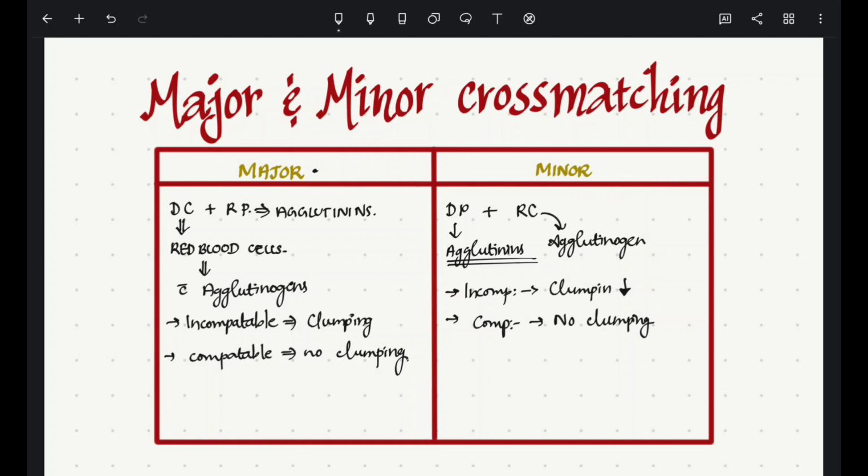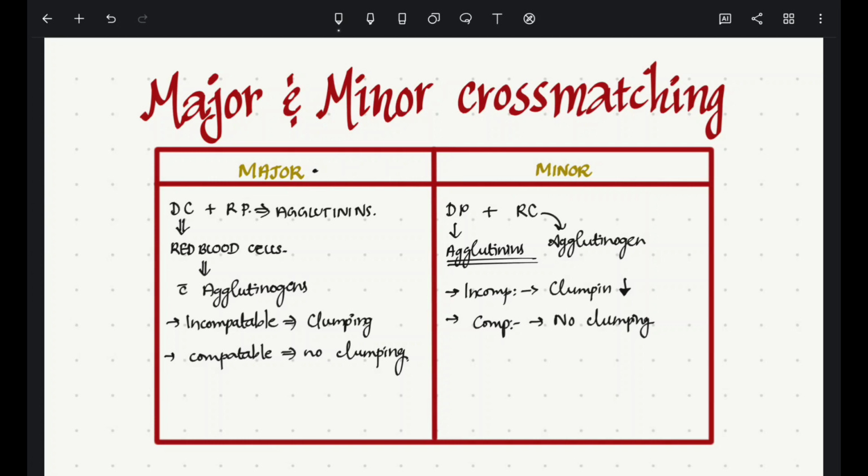Now, for minor cross matching, we use the donor's plasma and the recipient's cells. When the donor's plasma reaches the recipient's bloodstream, the antibodies in the plasma are already cold antibodies. They are not as reactive. Also, it is being introduced into a larger volume of plasma in the recipient's blood, so it will automatically get diluted, which is not responsible for a major clumping reaction. So it is not as important or as indicative of the compatibility or incompatibility of blood groups.